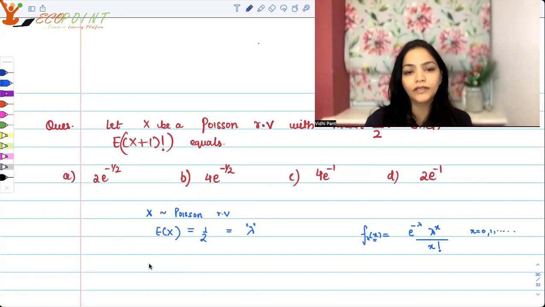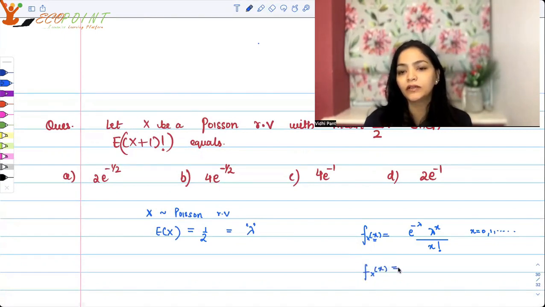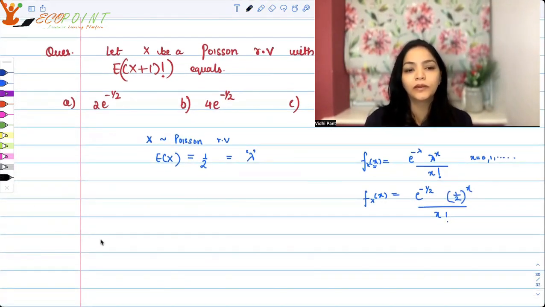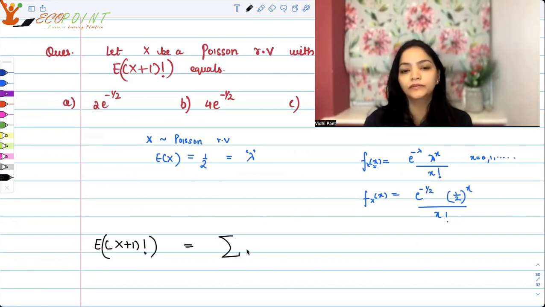So the expected value of x is equal to half, and that means lambda is half. Therefore, our PMF is e to the power minus half, half to the power x upon x factorial. Now we need to figure out the expected value of (x plus 1) factorial. So that will be the summation of (x plus 1) factorial, where x goes from 0 to infinity, times e to the power minus half.